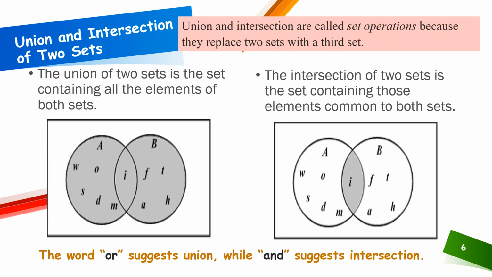Union and intersection are called set operations because they replace two sets with a third set. Ang shaded region ay ang third set. The word or suggests union, while the word and suggests intersection. Kapag or, pagsasamahin natin lahat. Kapag and, yung common lang sa kanila.